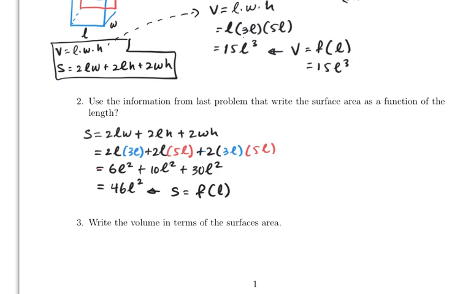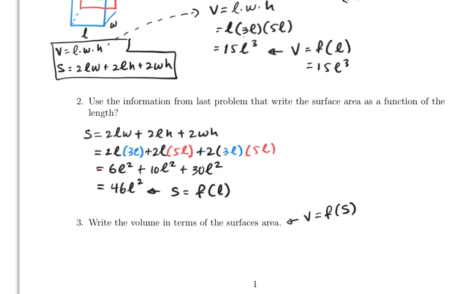All right, so now part 3 is the one that gets people a little more confused. For part 3, now you have these two formulas. Remember this one and this one, that they came from simplifying this. But now it's asking you specifically, write the volume in terms of the surface area. So what that means is, you have to find a function in terms of S that describes the volume. To do this, notice that volume is equal to 15L cubed, and the surface area is 46L squared.